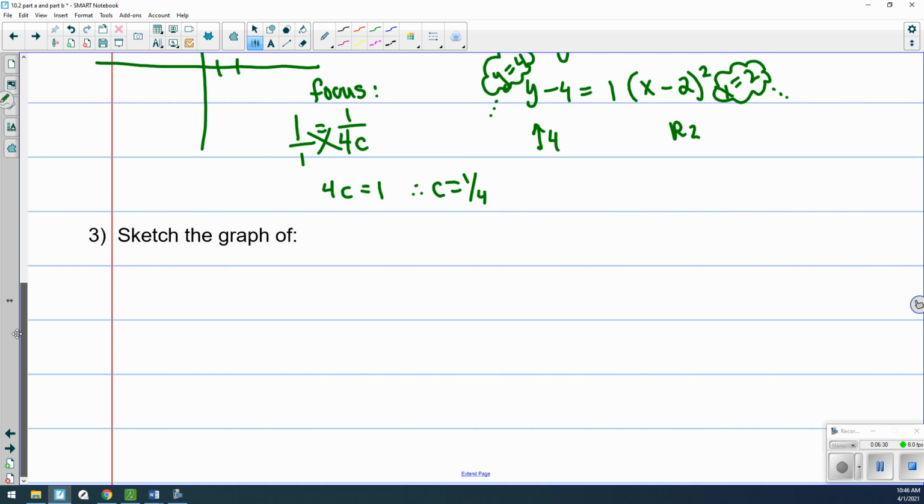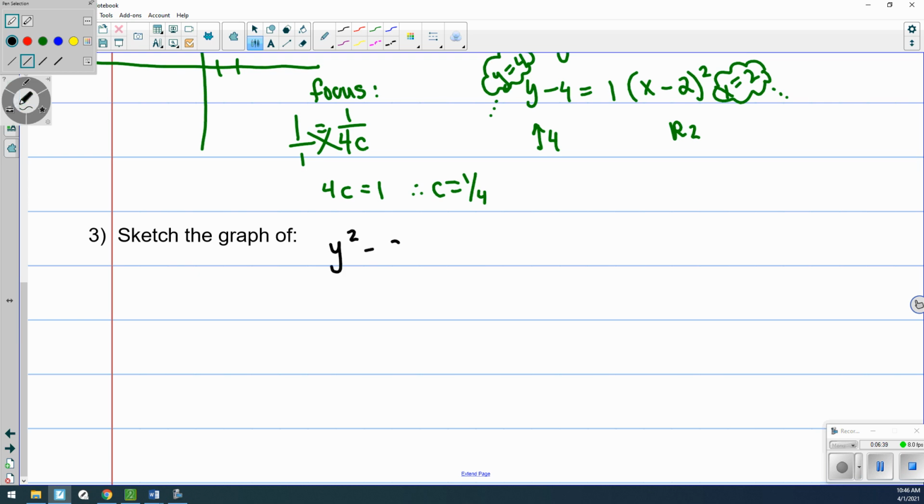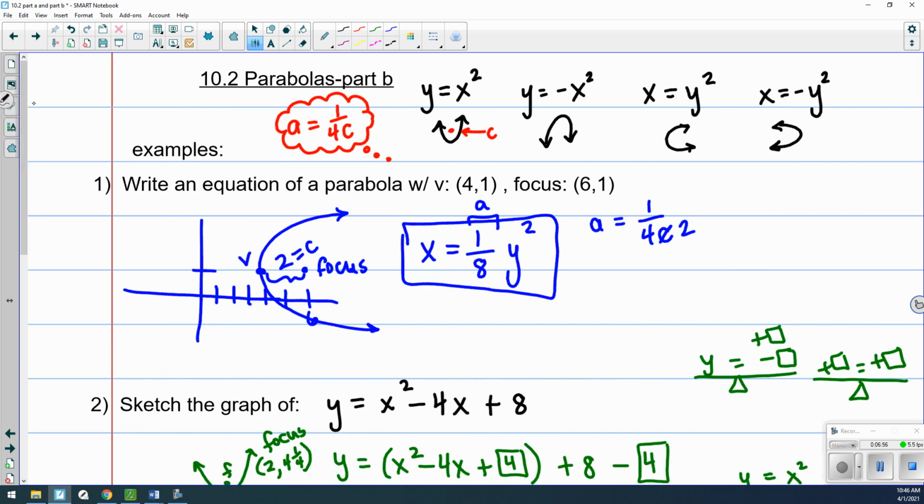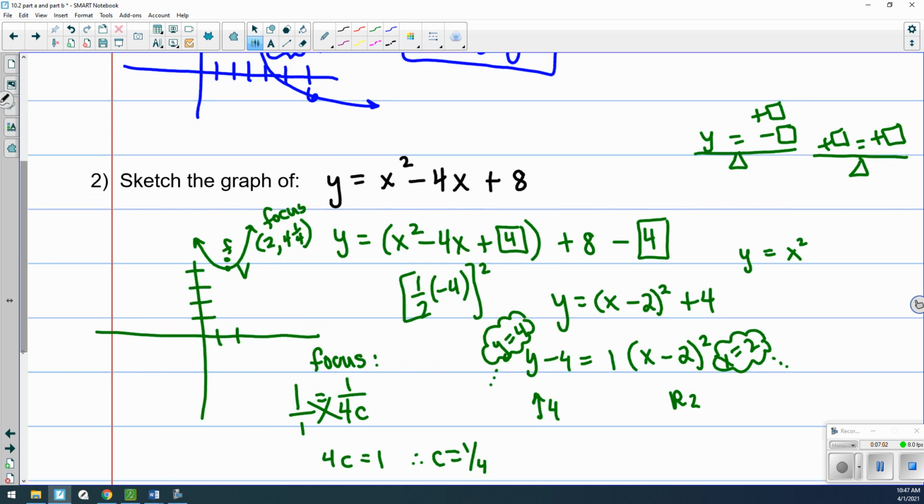All right, last problem. Let's do another graph sketch here. So this time our equation is going to look like y squared minus 8y plus 8x equals 16. I have the y squared and I have an x. I think I'm going to start by getting x by itself. Again, I'm trying to conform to one of these 4 forms at the top. And I think it would be best if I could get it down to x equals y squared or x equals negative y squared. Let's see what we can do.